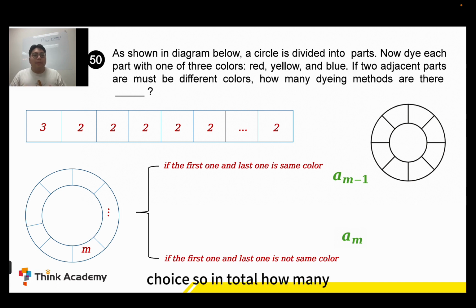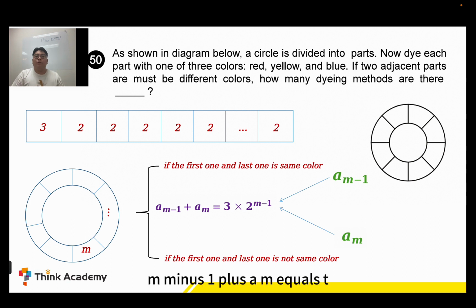In total, how many? Because in total it is just the straight rectangle, it's 3 times 2 to the power of m minus 1. So we combine these 2 choices: a(m−1) plus a(m) equals 3 times 2 to the power of m minus 1. Here m is the number of sections we have.